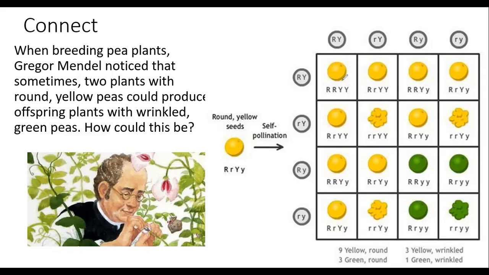So if we have a look, this one would be classed as homozygous dominant for both. So it would be homozygous dominant. R here is for round. This one is for yellow. This one is for green. This one is for wrinkled.